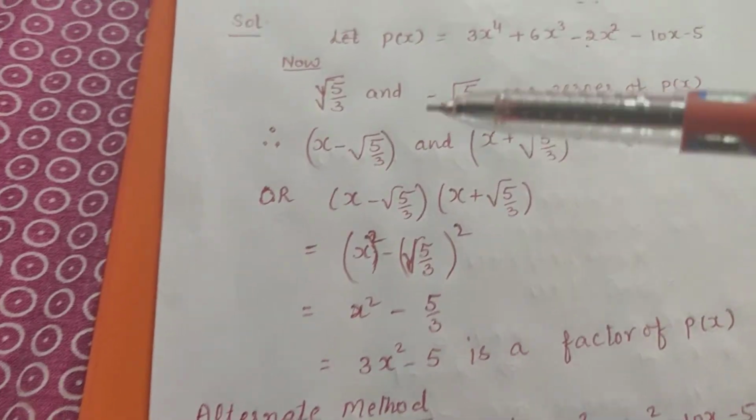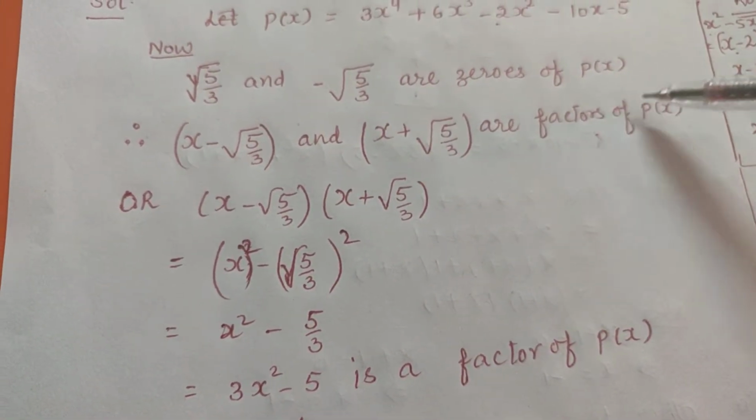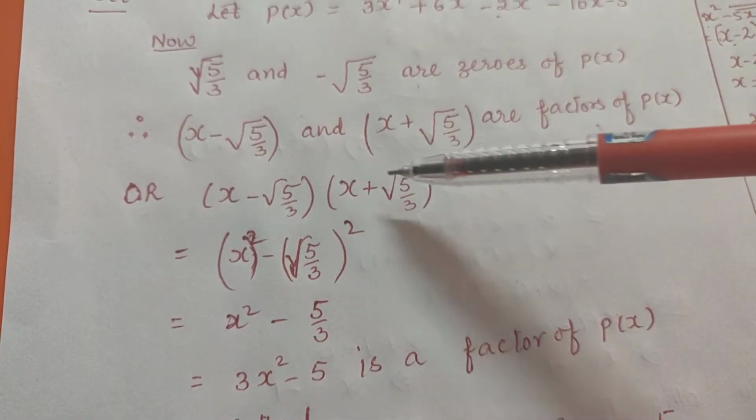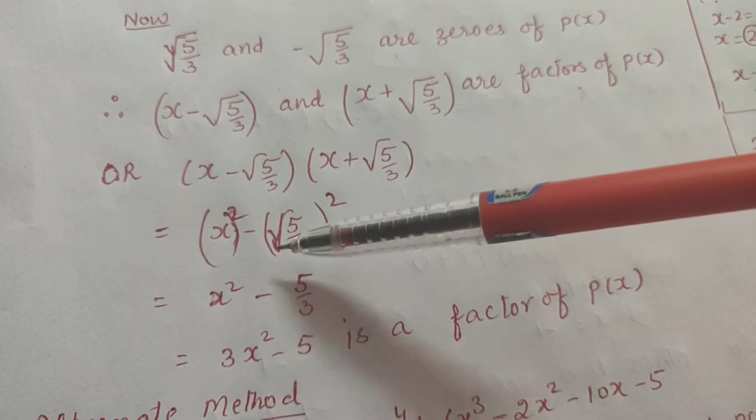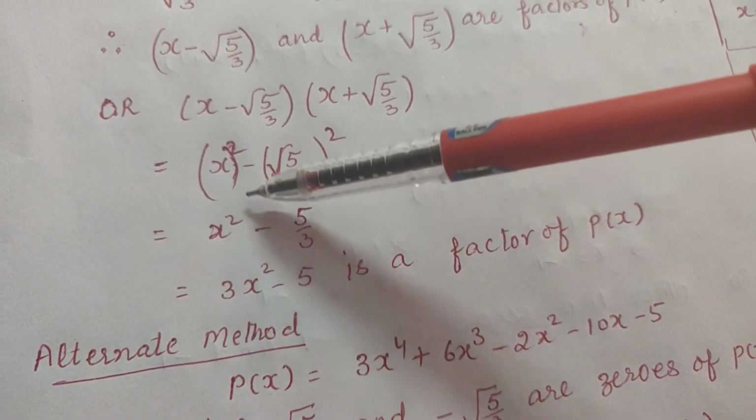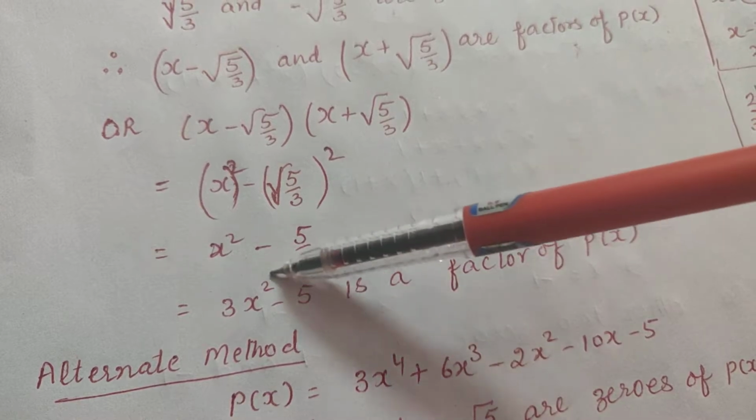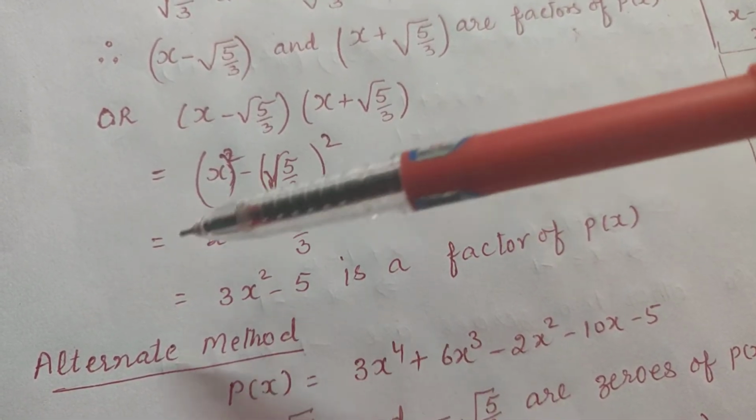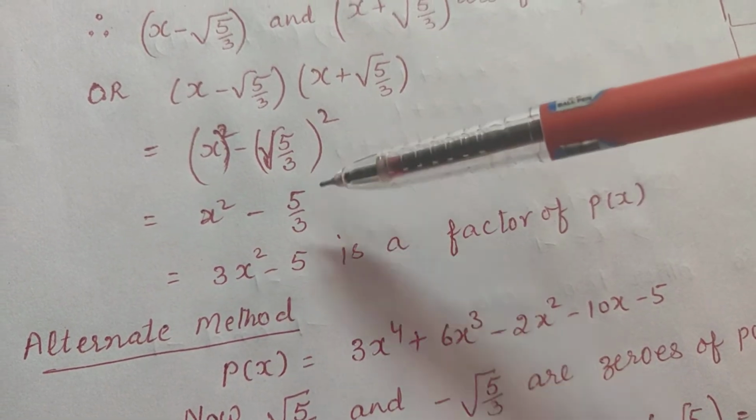So similarly, if x minus root 5 by 3 and x plus root 5 by 3 are factors of px, then their product, I multiplied it. When I multiplied it, I used the identity a square minus b square. I got this x square minus 5 upon 3. I did not want the fraction here. So what I did? I multiplied this by 3. So I got 3x square minus 5.